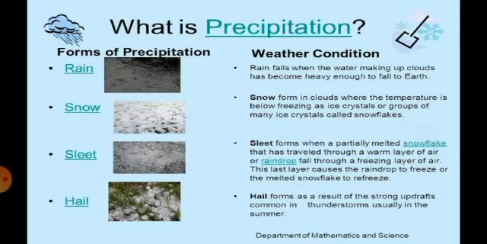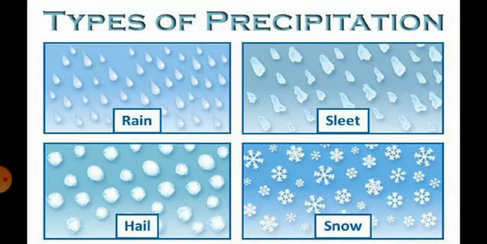And what is hail? Hail forms as a result of strong updrafts common in thunderstorms, usually in the summer. So here I have pictures of 4 types of precipitation: rain, sleet, hail, and snow.